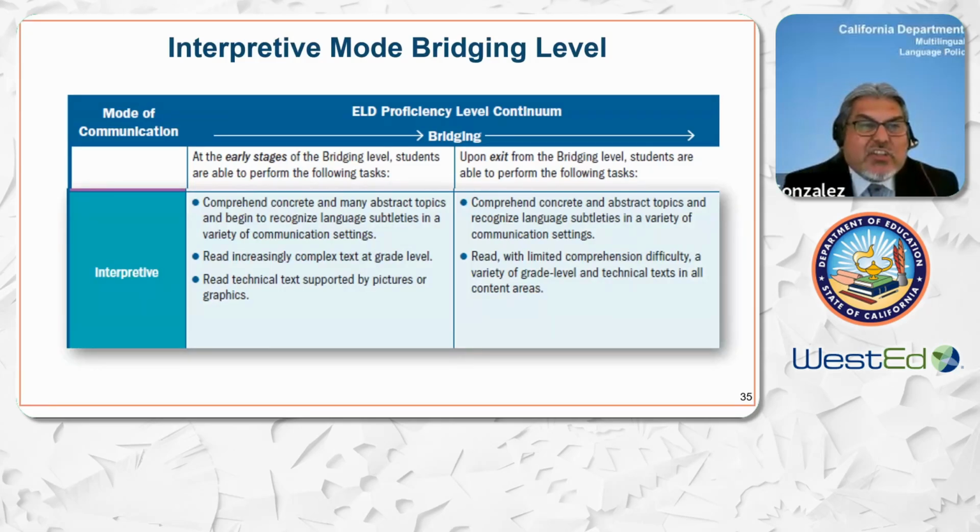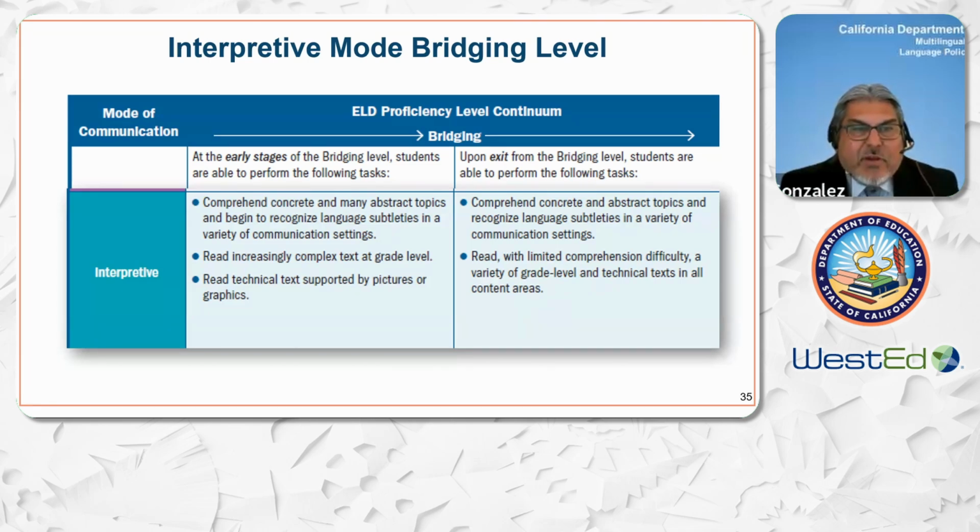The image on the slide shows the bridging level in the interpretive mode of communication from page 22 of the California ELD Standards publication. At the early stage of the bridging level, EL students are able to comprehend concrete and many abstract topics and begin to recognize language subtleties in a variety of communication settings. They are able to read increasingly complex texts at grade level. They are also able to read technical text supported by pictures or graphics.